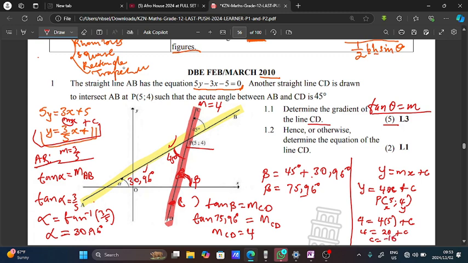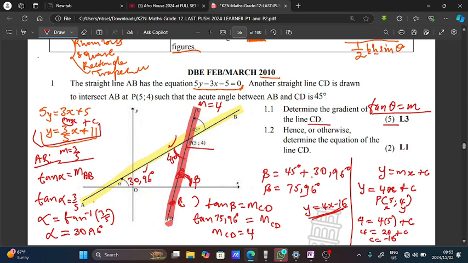You get negative 16. So now you have the equation. Can you write the equation in full? Now it will be y equals 4x minus 16. That will be the equation of this line CD. Any question?